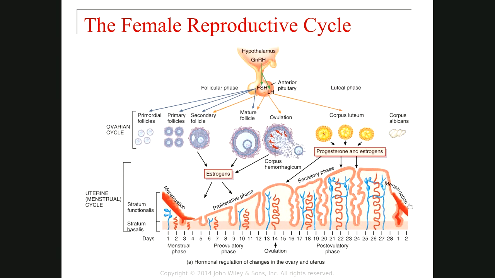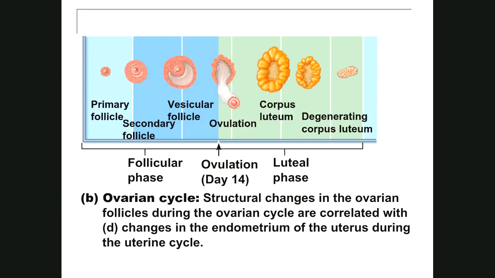But if fertilization takes place, then the thickness of the endometrium remains like this, and by these endometrial glands we can nourish the fetus in the uterus, and by these blood vessels we can make a connection between the fetus and the mother at the site of the placenta.